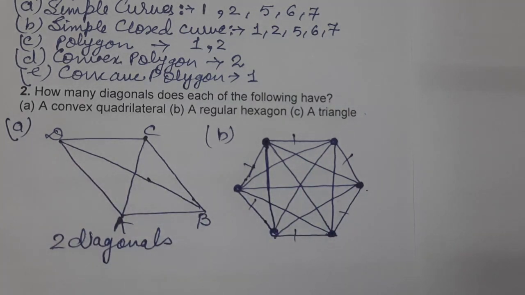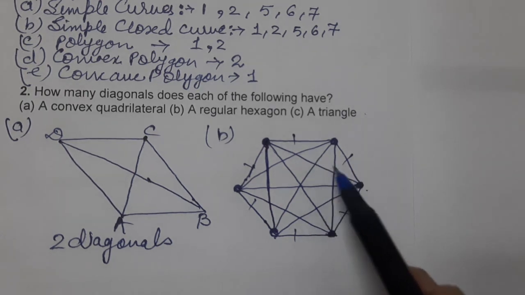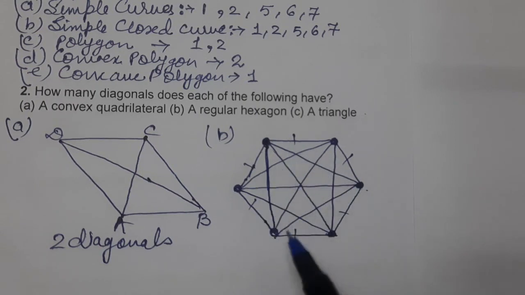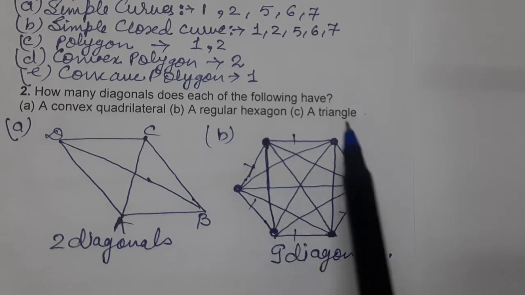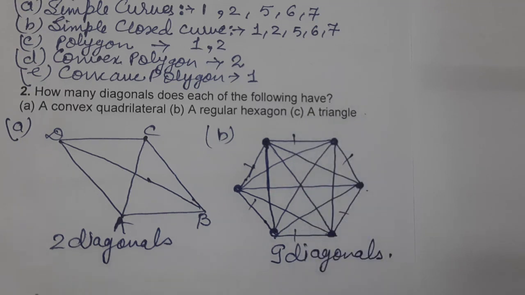So now let's count the diagonals. How many diagonals have we made? See. 9 diagonals total we have made. 9 diagonals. Count it, you will get 9 diagonals. Clear, children? Now see the third one, a triangle.